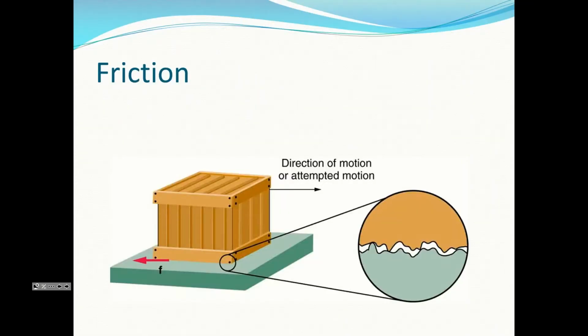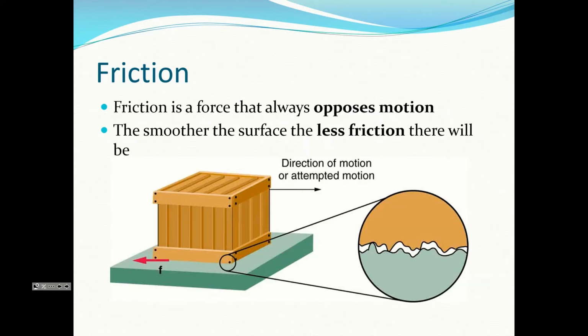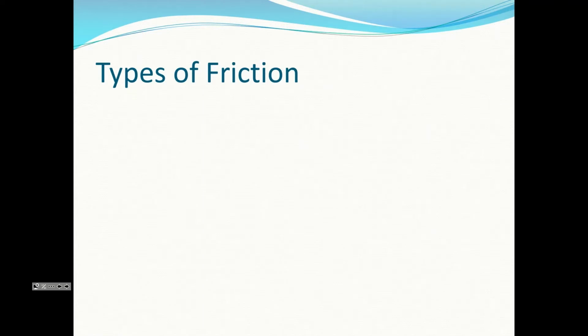So friction. We calculated friction already, but friction always opposes the motion, so it's always going to go opposite the direction of our motion. And the smoother the surface, the less friction there will be. So you can see why friction happens, because there's tiny little grooves in it, and it just helps slow it down. So there's 2 different types of friction, which may seem weird, but there is.